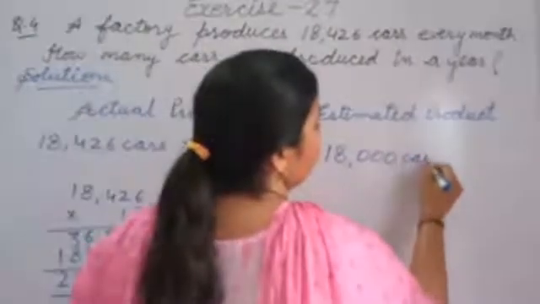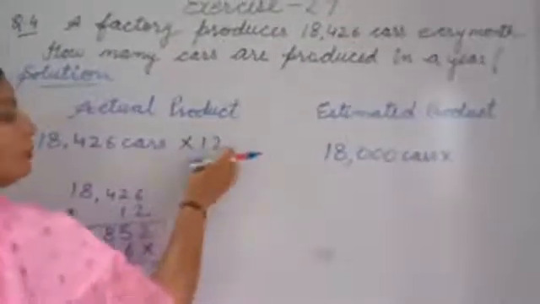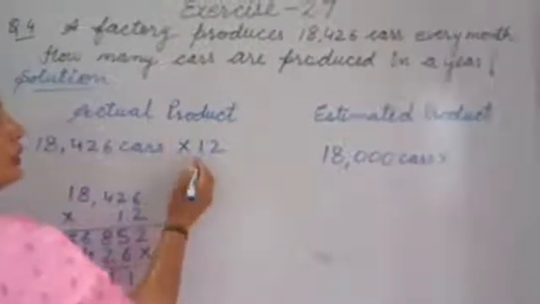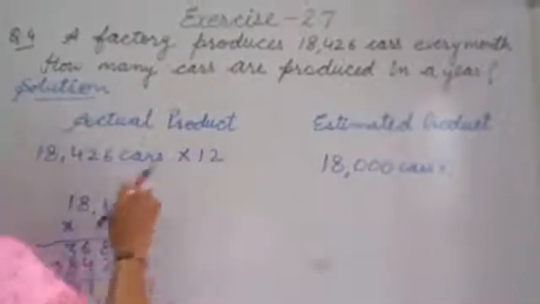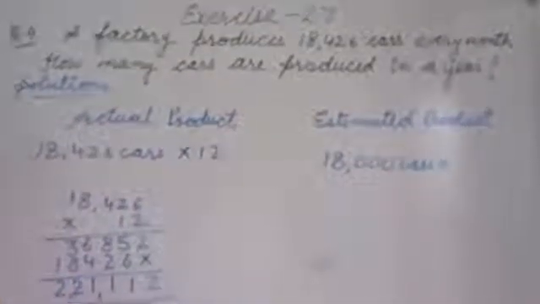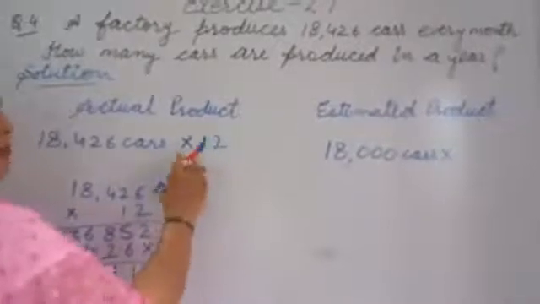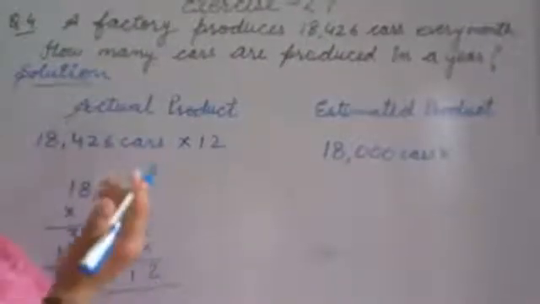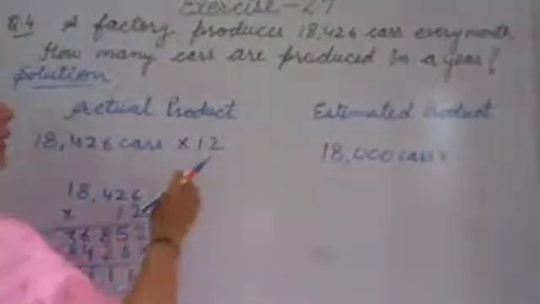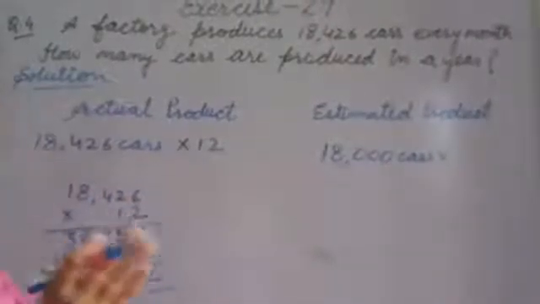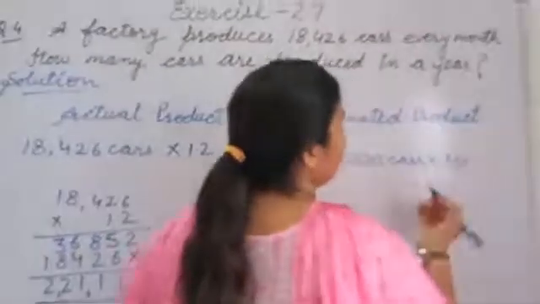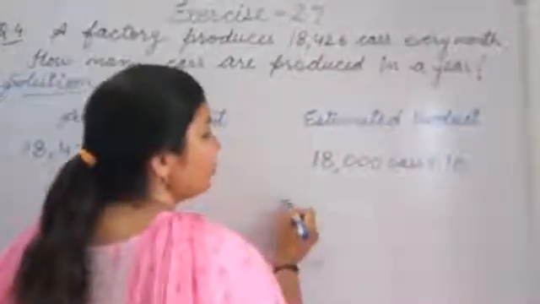So here is 18,000 cars multiply by. Now we have to find the rounding number of 12. This last column is of tens. So for that we will check the ones column. In the ones column there is 2. It is less than 5. So the tens column will remain the same. So it will be 1 and after that 0. So rounding of tens will be 10. 12 is near to 10, not near to 20. So multiply by 10.